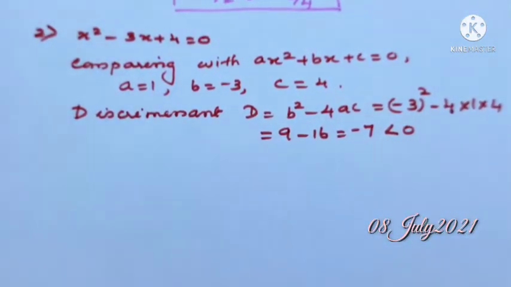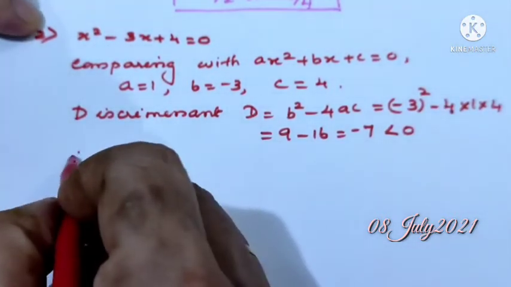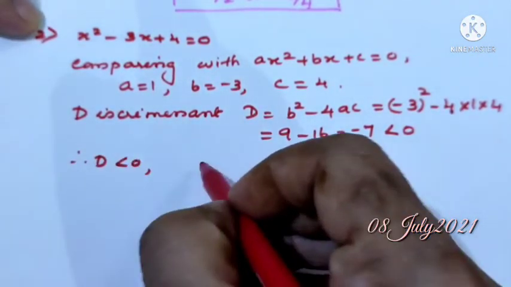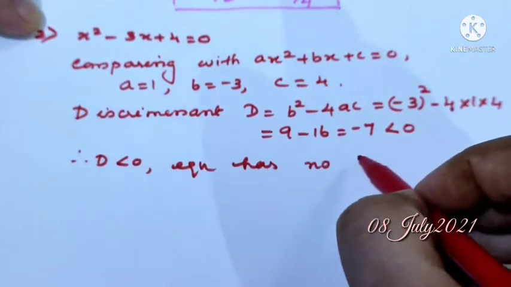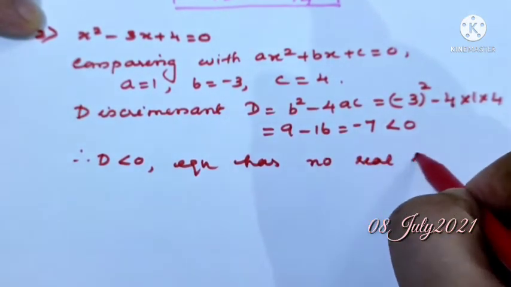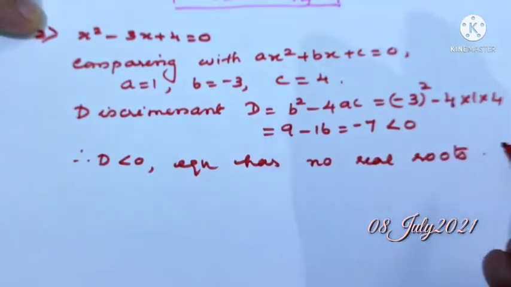So what is the conclusion? D less than 0 implies the equation has no real roots. Only if a real root exists do we have to find it. So no roots for this question.